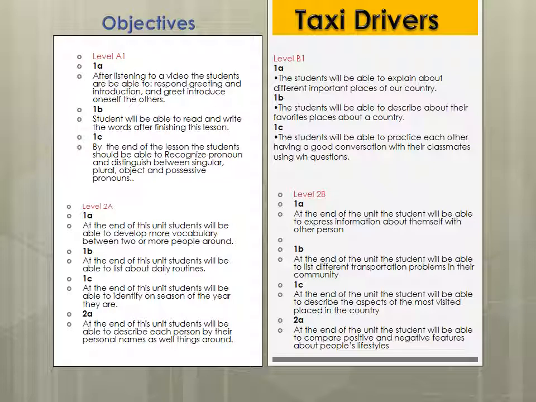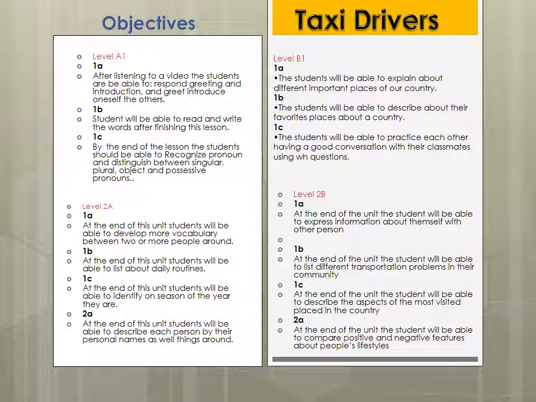In level B1, the objectives would be that the students will be able to explain, to express, and to apply position information, and they will be able to talk about the country and the areas that we have, in order to give directions to the tourists that are going to visit our country.